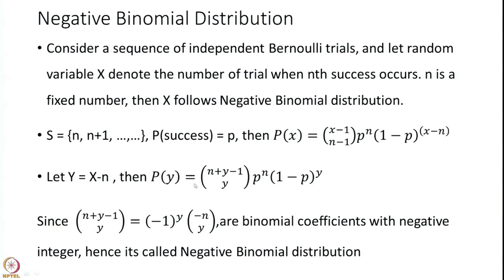Now, this binomial coefficient n plus y minus 1 choose y, if you simplify it, turns out to be minus 1 to the power y times minus n choose y. These are also binomial coefficients with negative integers, and therefore this distribution is called negative binomial distribution.